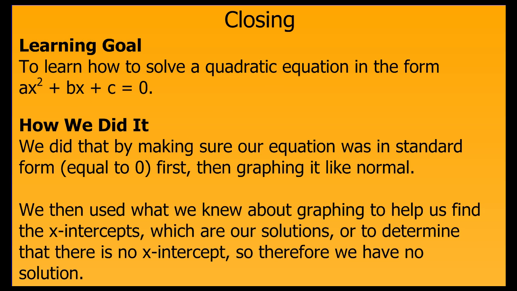In closing, let's review our learning goal. We wanted to learn how to solve a quadratic equation in the form ax squared plus bx plus c equal to 0. We did this by making sure our equation was in the standard form, ax squared plus bx plus c equals 0, first, then graphing it like normal. We then used what we knew about graphing to help us find the x-intercepts, which are our solutions, or determine that there are no x-intercepts, so therefore no solution.